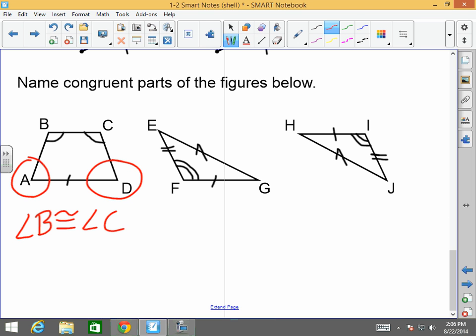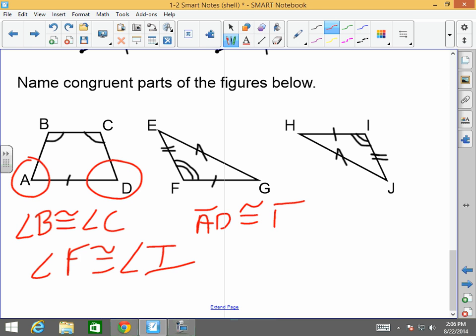Angle F, and yes, on two different triangles, but absolutely, angle F would be congruent to angle I. Absolutely. Yes, sir. Very well done, sir. Segment AD is congruent to segment FG, which is, that looks like a 6, sorry, which is congruent to segment HI.